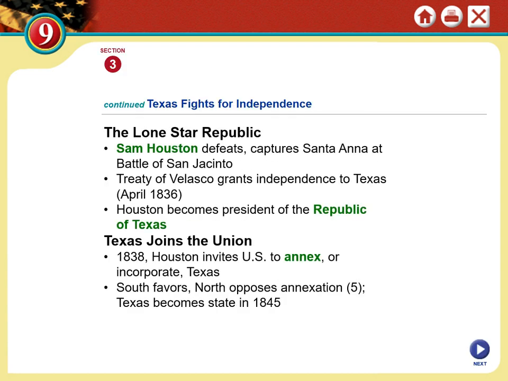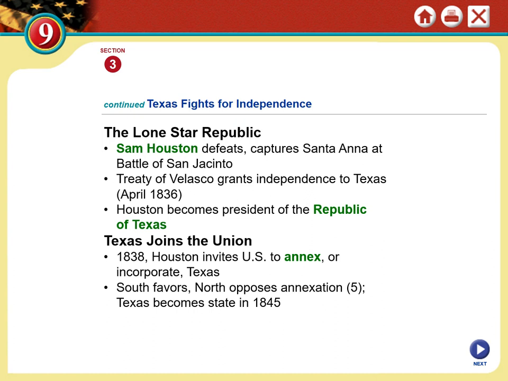Sam Houston, as the leader of this rebellion, eventually defeated Santa Anna's army at the Battle of San Jacinto. The Texas Revolutionaries defeated Santa Anna's army. If you're into military tactics, it was an interesting game of hit and run and guerrilla maneuvers. Ambushes, surprise attacks, etc. A series of battles, but it did conclude with San Jacinto.